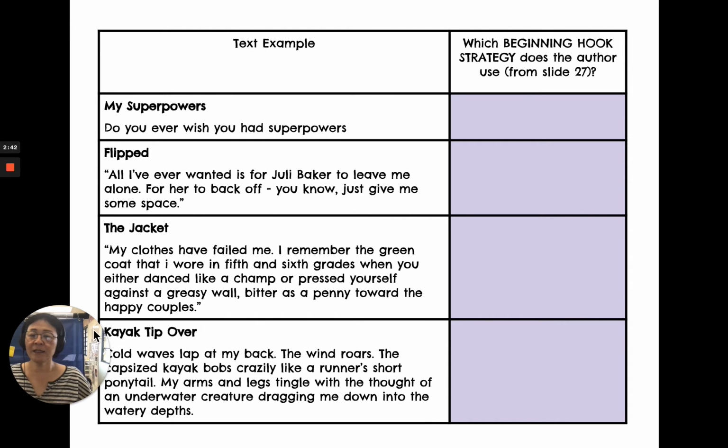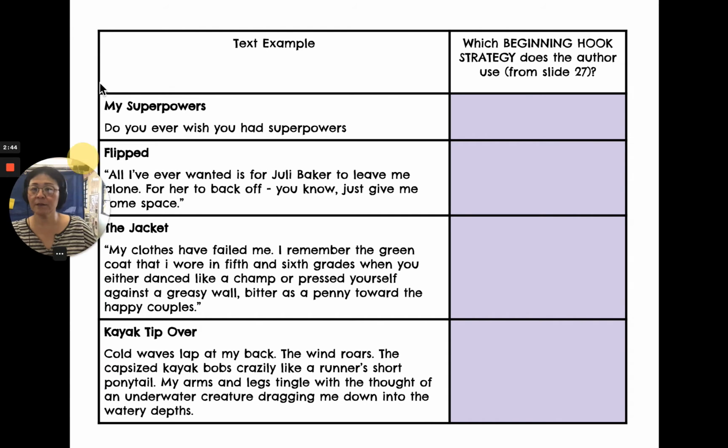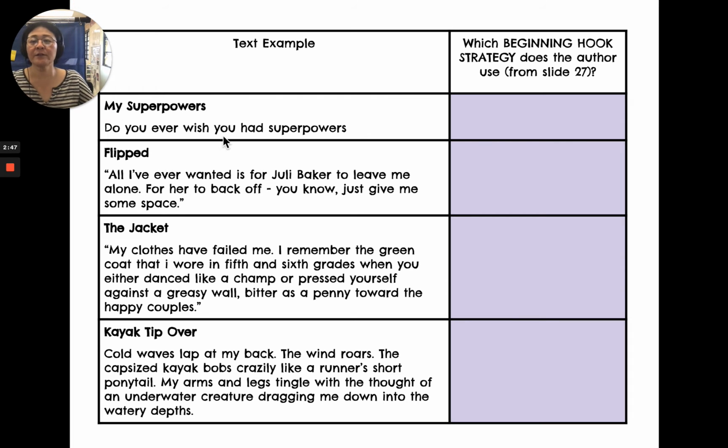So let me move myself here. In language arts, you have experienced some different narratives from the Springboard book. One is My Superpowers, another is Flipped, a third is The Jacket, and this kayak tip over is something I'm going to go to after. But for My Superpowers, this is the beginning. This is the beginning of that writing.